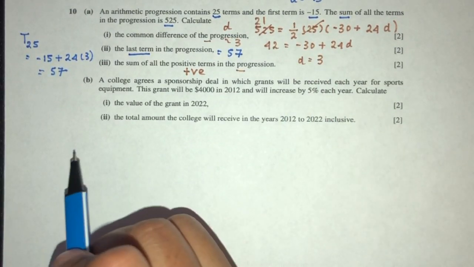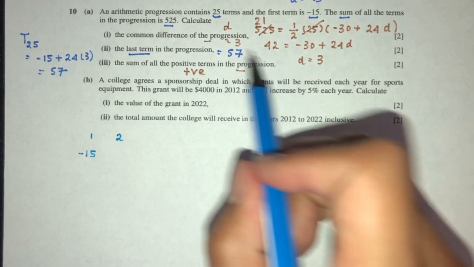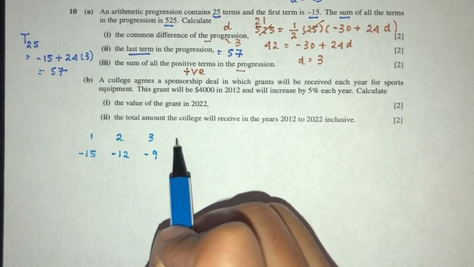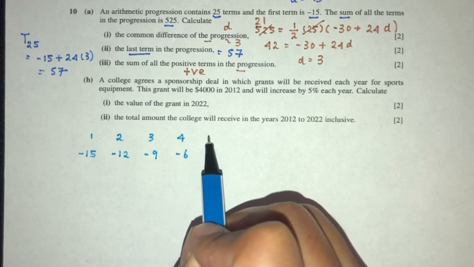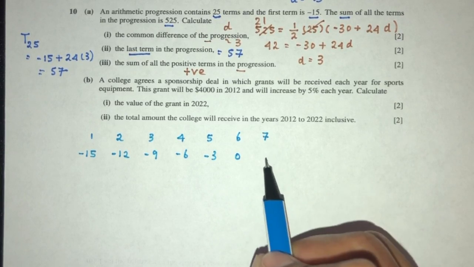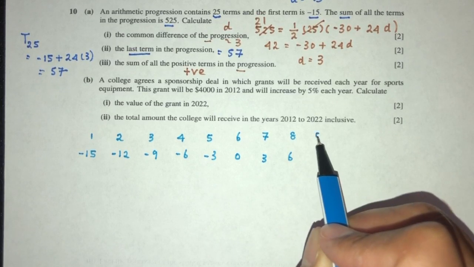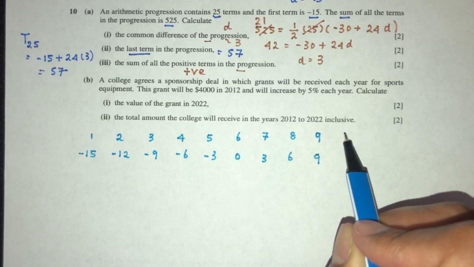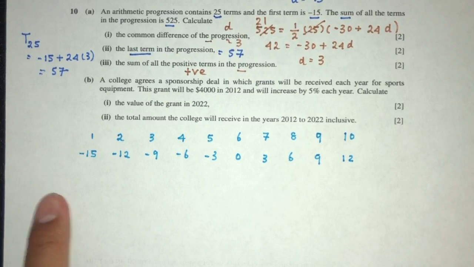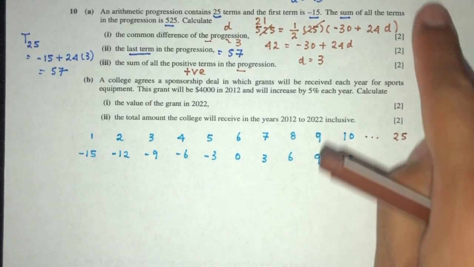We have the first term is minus 15. Second term will be what? Because common difference is 3, so when you add 3, that will become minus 12. That should be minus 9. That should be minus 6. Minus 3, 0, and then we have 3, 6, that should be 9, and then keep going on, right? It should be 12. So as you can see, when you add all the terms together, until 25, right, your sum is 525.